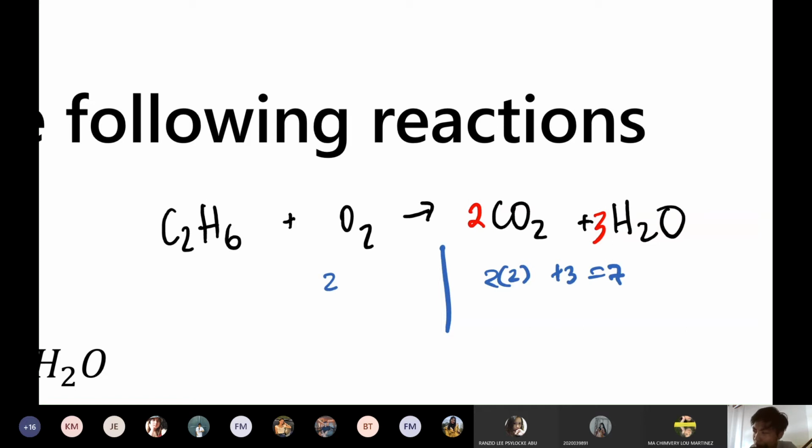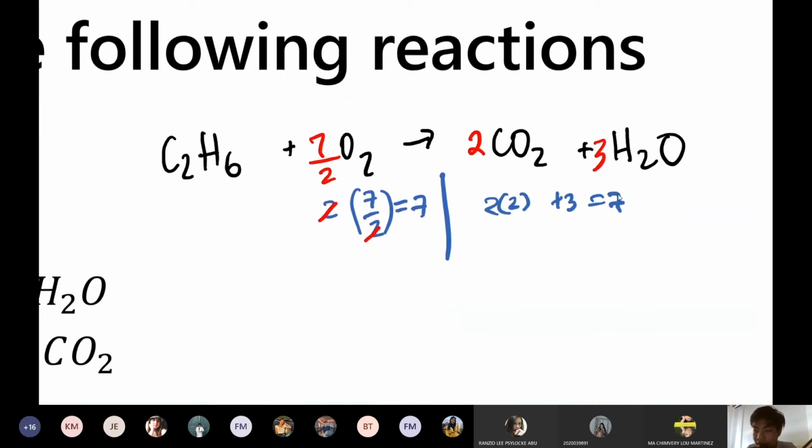Ito yung question. What is the number that I will multiply to 2 para maging 7? So ano yung multiply ko sa 2 for it to be equal to 7? Ano kaya? Fraction yon. Edi 7 halves. Okay, so 7 halves. You cancel the 2's. You end up with 7. So balance na yung oxygen atoms. So 7 over 2. So balance na yan.